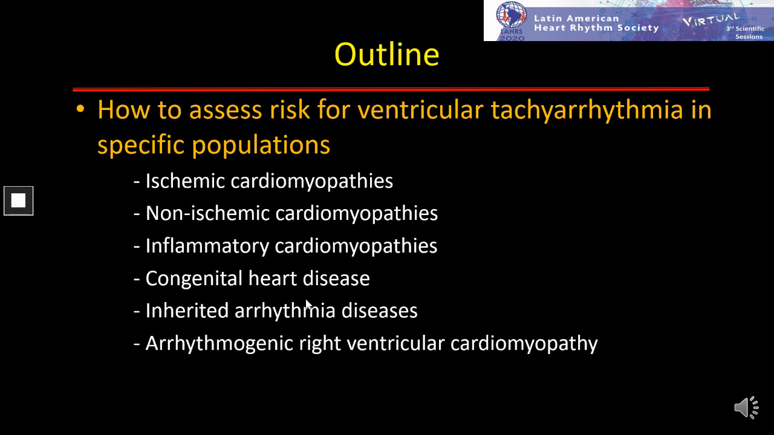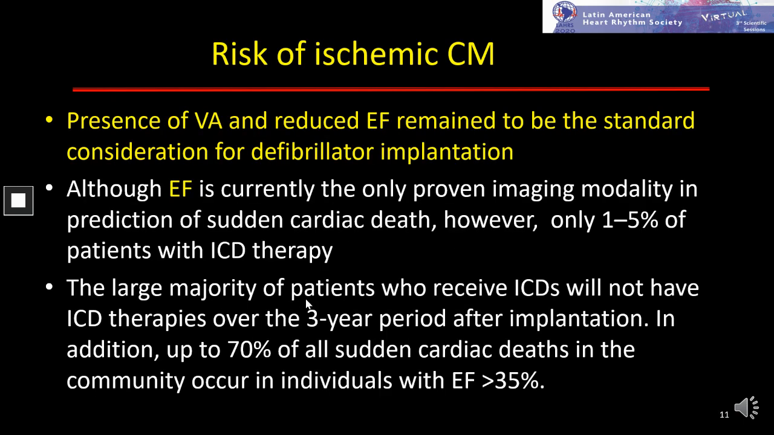For individual diseases, how do we assess the risk of ventricular arrhythmia in specific populations? I'll give the introduction in detail. First, in patients with ischemic cardiomyopathy, the most important factors are the presence of ventricular arrhythmia and the reduced ejection fraction. This is the most important.